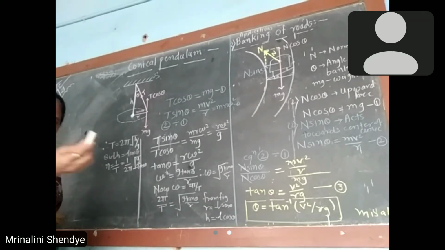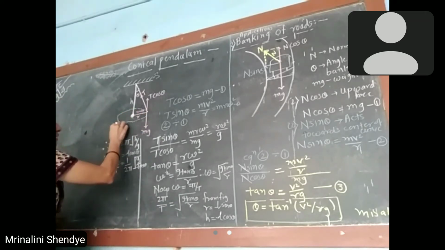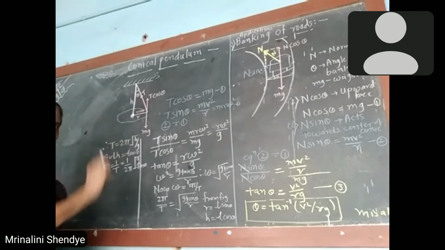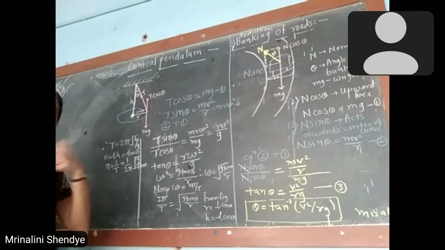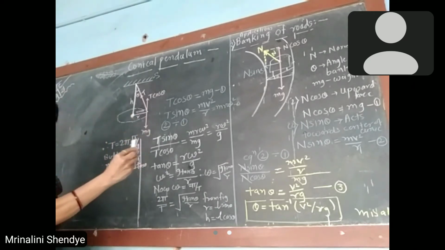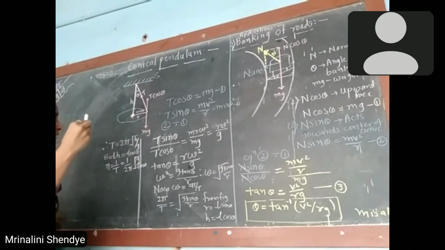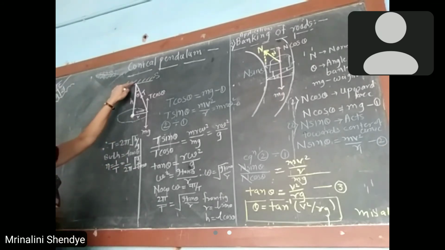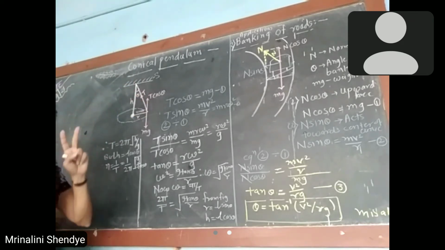That's why horizontally it is traveling along this one path. Suppose it is moving along this path, along a circle. Then I can draw the diagram like this. This is the bob attached with the support. The height is h. Then there are two types of forces.